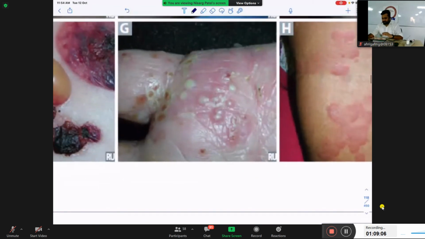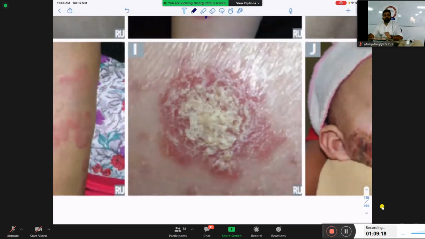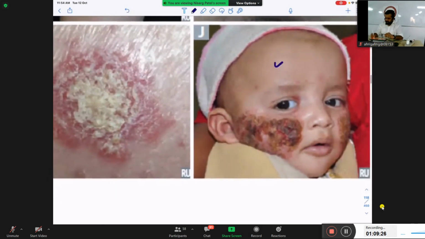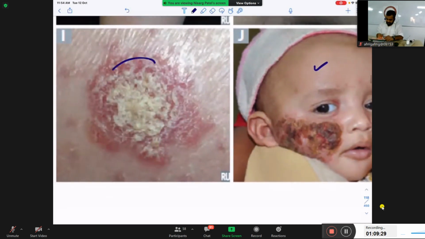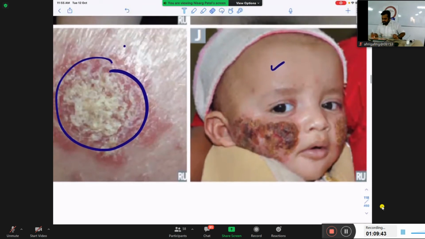Bulla. G. What will you term? Pustule. This: wheal or urticaria. Wheal or urticaria. Crust. Consider it a crust or a scale. This is a classical example of crust that I am showing. This is a scale because of the dried out skin, because of the psoriasis. Dead skin just accumulating on the upper area. But this is a classical example of crust. As I told, honey colored crust.